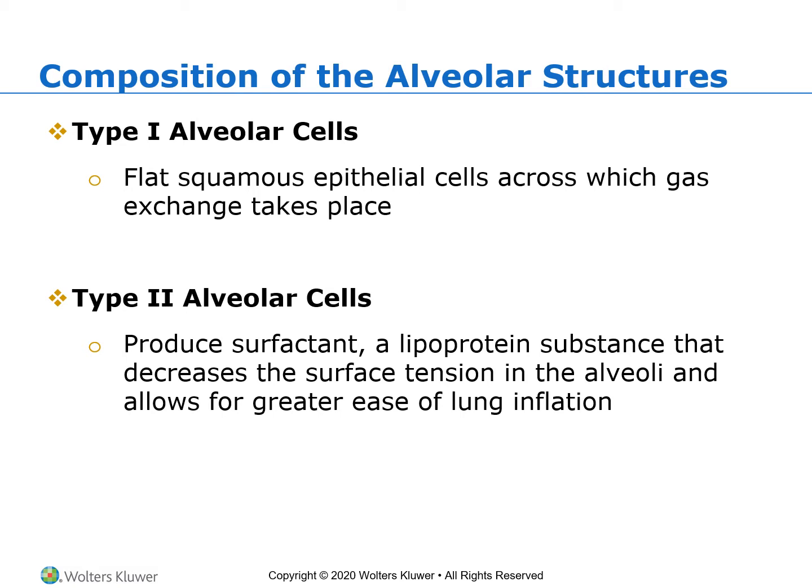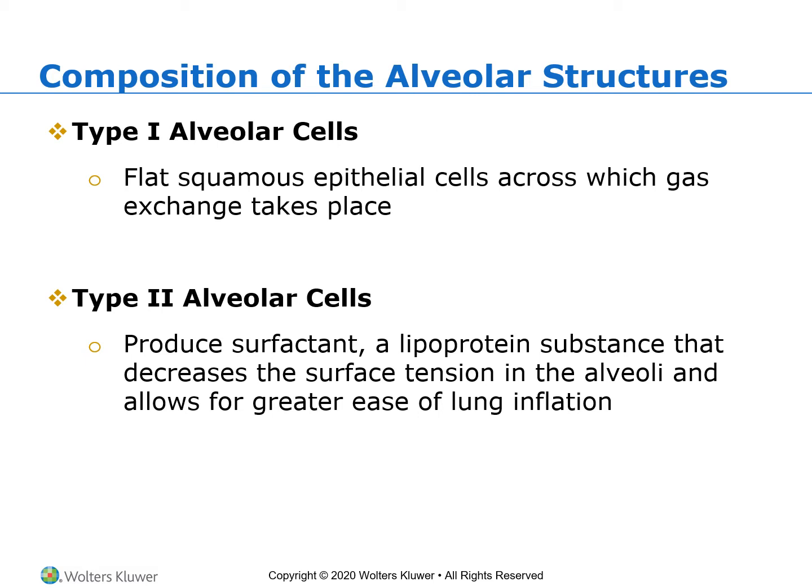So what do the type 1 alveolar cells do? They're squamous cells. They're also known as type 1 pneumocytes, and they're the most abundant cells in the alveoli. The type 2 alveolar cells are called type 2 pneumocytes. They're cuboidal cells. These cells are as numerous as type 1 cells, but they don't look the same, and they cover only 5% of the surface.